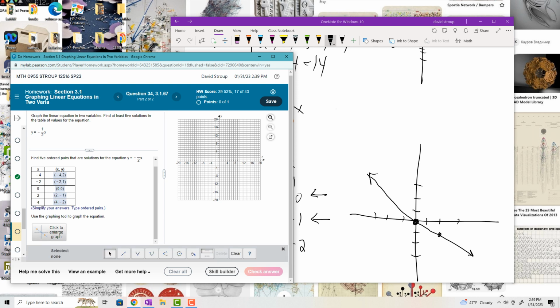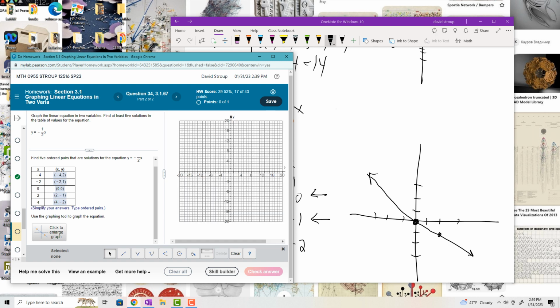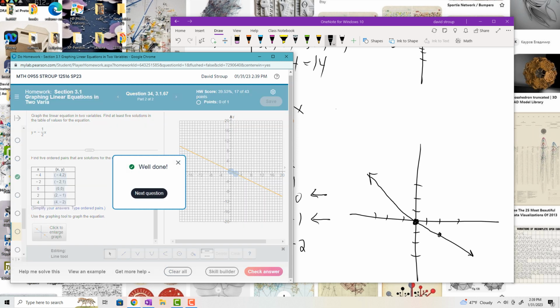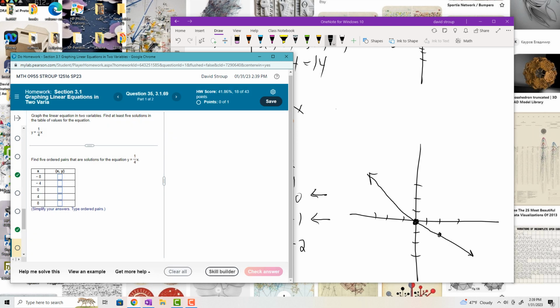Okay, so anyways, I'm gonna click on the graph there. You might as well enlarge it a little bit. And then again, you hit the second button, the line tool, and then you just click on whatever points you want to use from the table. So I use 0, 0, and then 2, -1, and then check my answer and hope it's right. And yay. Okay. So another fraction one.